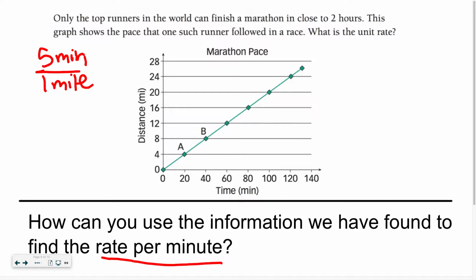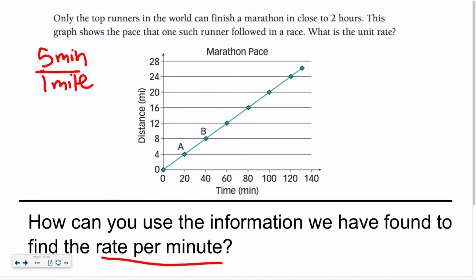Yeah. Well, let's break it down. Is it going to be more than 1 mile in a minute? No. Why? Because if you do 5 divided by 5, it equals 1, and then it's going to be 1/5. I think. Why would you divide by 5?